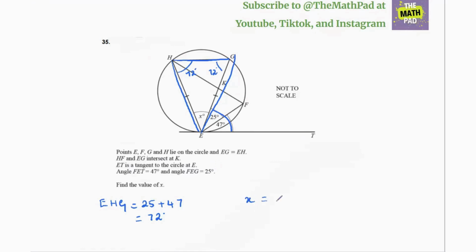So X is going to be 180 minus twice 72, and that gives us 36 degrees. That's your angle X. Again, the same theorem: the alternate segment theorem and cyclic quadrilateral are very commonly used in questions.